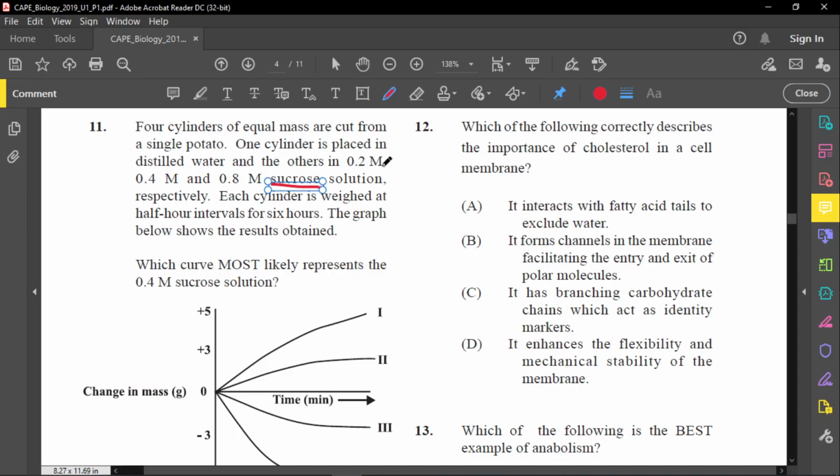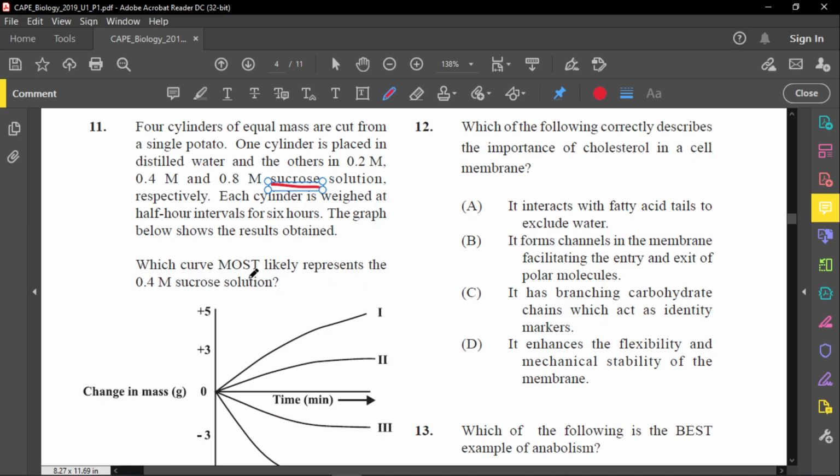Now, what I want to point out right here is that the higher the concentration in terms of molarity, it means the higher amount of sugar present within that solution. Okay, so that's very important to note. Each cylinder is weighed at half-hour intervals for 6 hours. The graph below shows the results obtained. Which curve most likely represents the 0.4 molar sucrose solution?